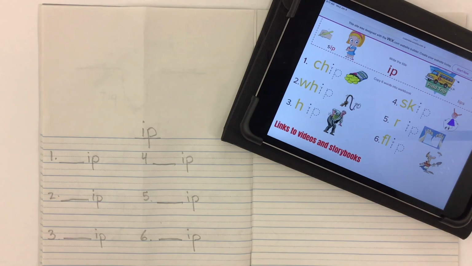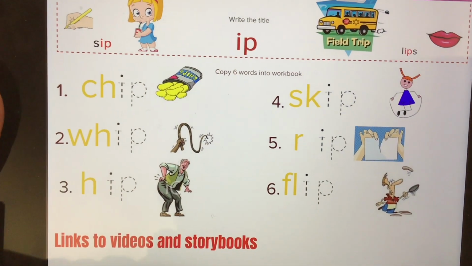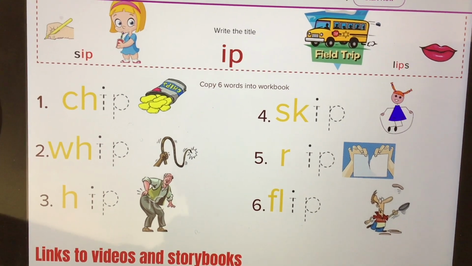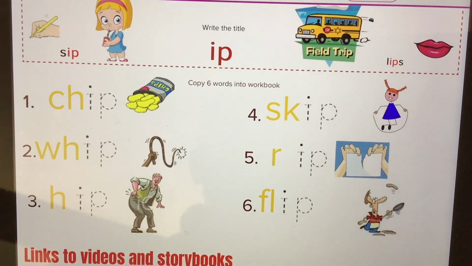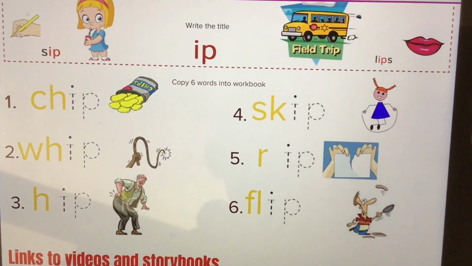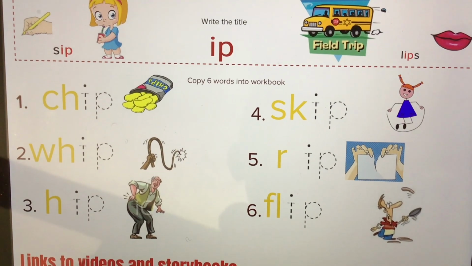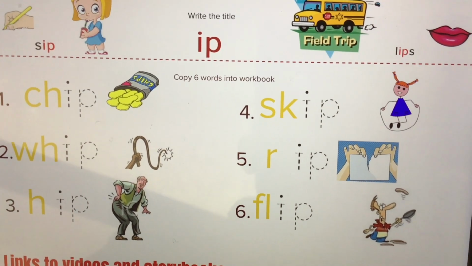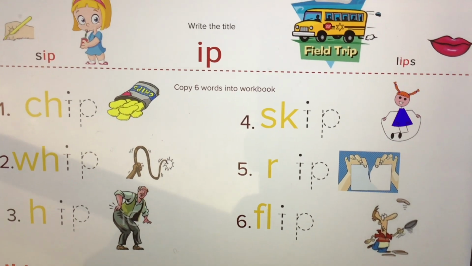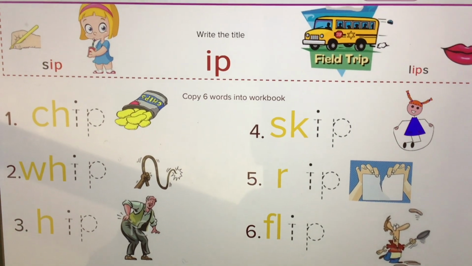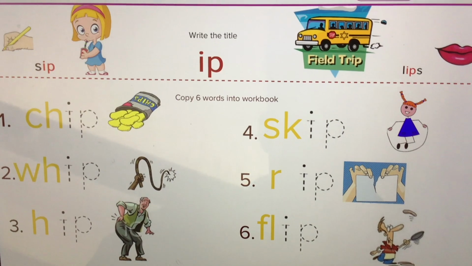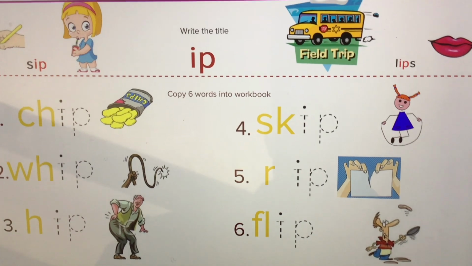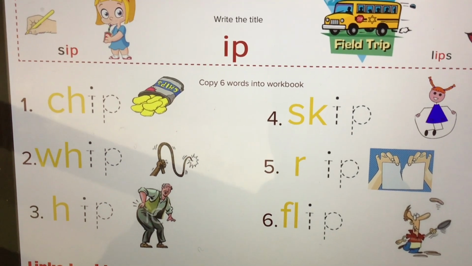All right, let's go ahead and look at some of the words we have this week. So ip words can include things like chip, right? Like chips that you eat, or whip, or a part of your body known as the hip. Or you could take a skipping rope and skip. Or to tear paper would be to rip. Or in gymnastics, you might do a flip. This guy's flipping a pancake. You can also think of words like sip through a straw. Or trip, go on a field trip. Or your lip, you have an upper lip and a lower lip on your mouth. There's some words for us to look at.